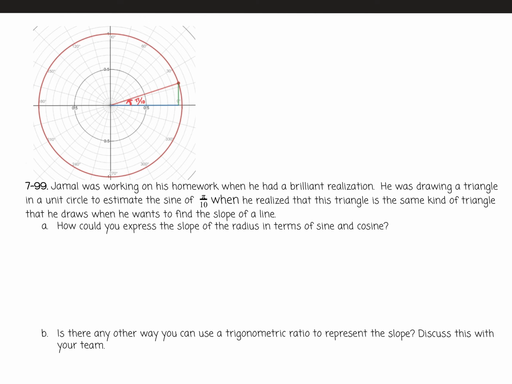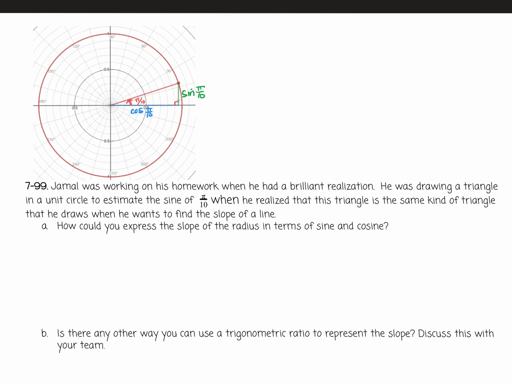Now, when I look at the two sides of this right triangle, I know that the side that's adjacent to it is going to just be the cosine of pi over 10. And I know that the side that is opposite of it will be the sine of pi over 10. All right, so we know that based on our relationships that we've been studying. So how could I express the slope of the radius?